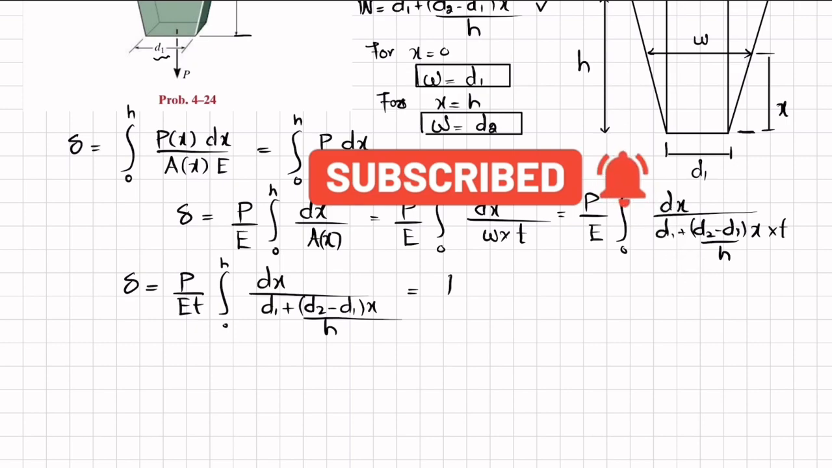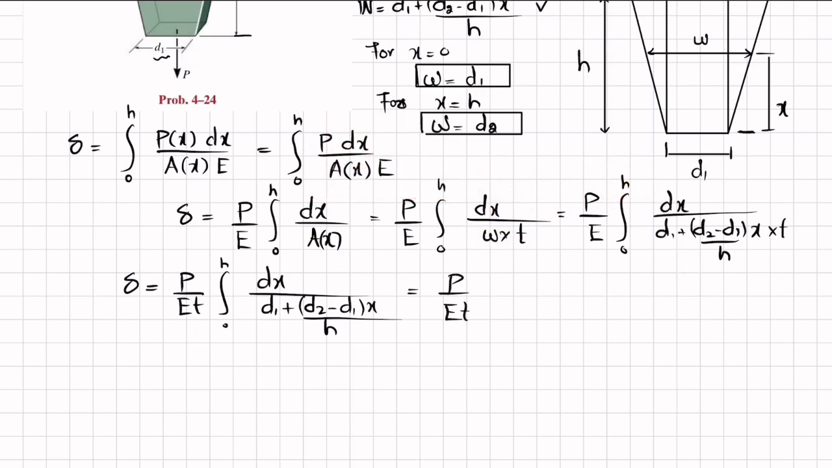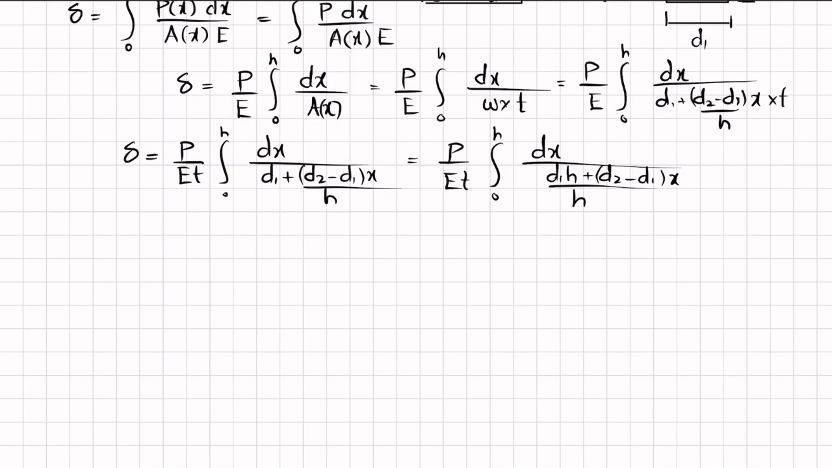And if you further simplify, it will be equal to p divided by e into t, integral of 0 to h dx. If you take the LCM, it will be h divided by d1 into h plus d2 minus d1 into x. Okay. So again, take h out of the integral. So this deflection will be equal to p into h divided by e into t, and we will be left with integral of 0 to h dx divided by d1 into h plus d2 minus d1 into x.